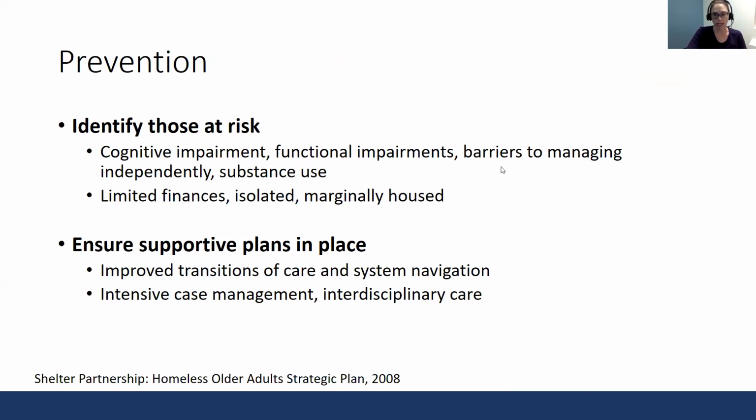Also those with functional impairments, other barriers to them managing independently, and then also those who have substance use that might be impeding their ability to live independently as well. Ensuring that supportive plans are in place. So when you do identify someone at risk, when they're in hospital, thinking about how can we improve that transition of care for that individual? How can we help them navigate the system more readily? Is there an opportunity for intensive case management? And I say that knowing that a lot of the intensive case management programs have their own wait lists that are quite long, and is there an opportunity for more collaborative care in supporting this individual?